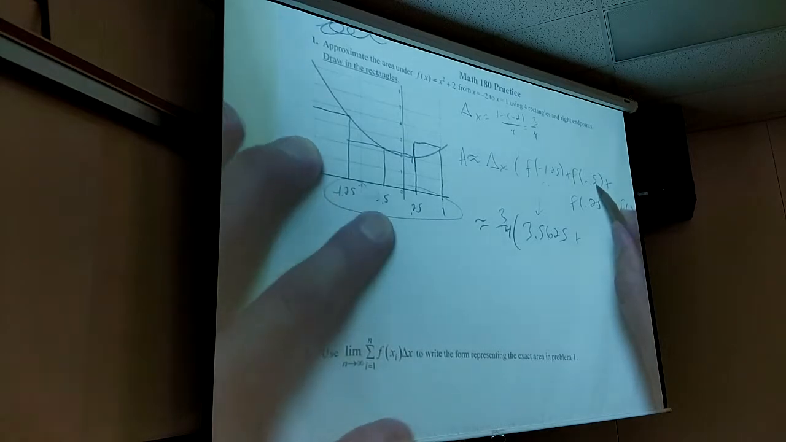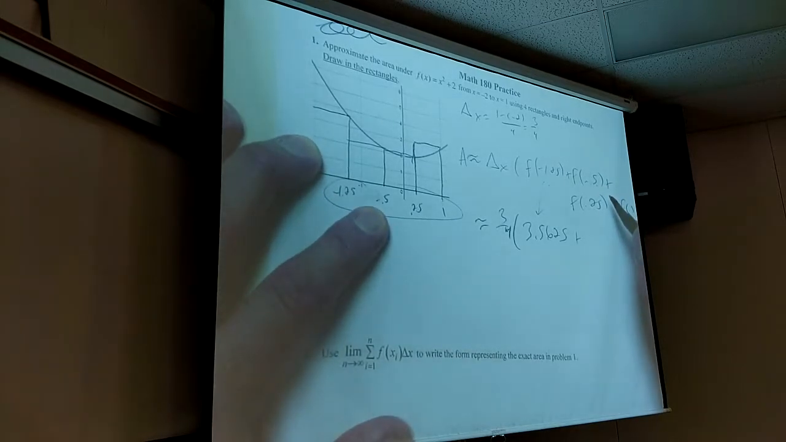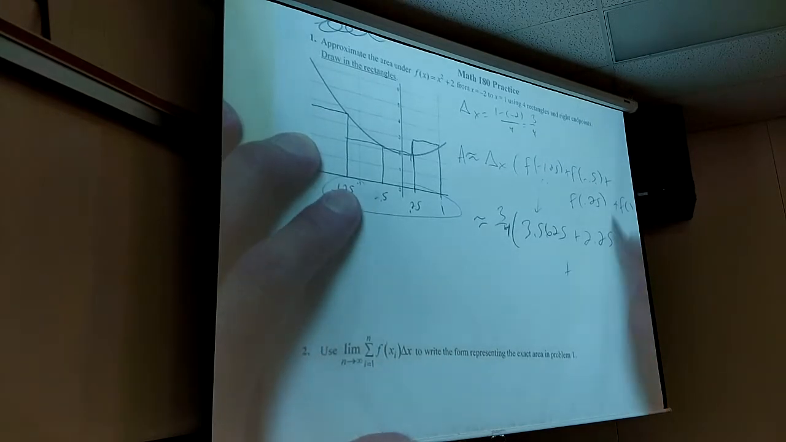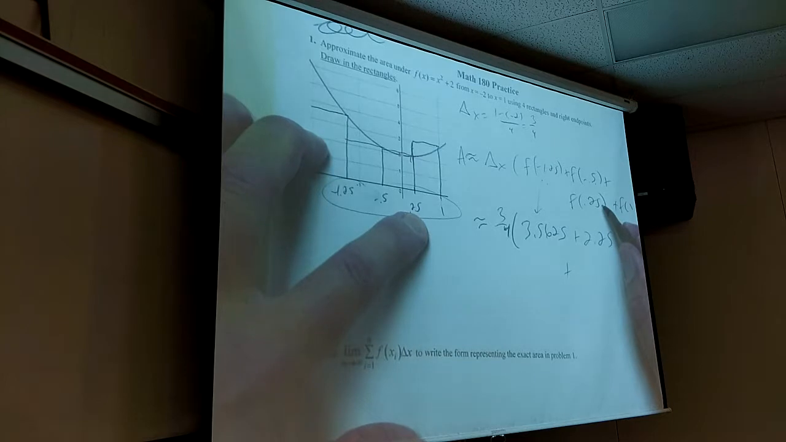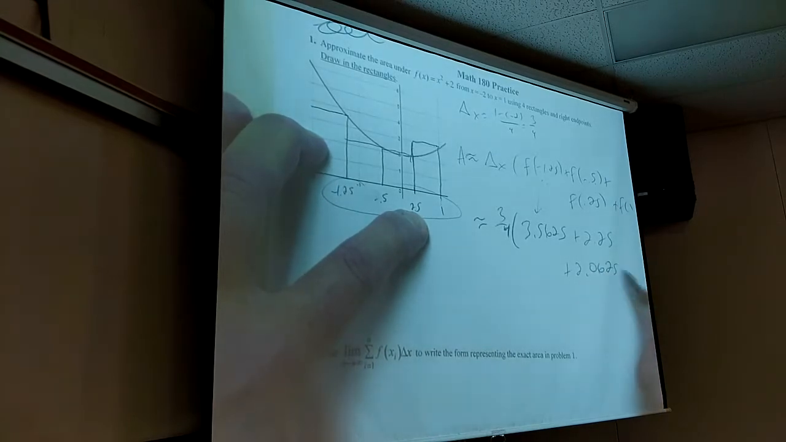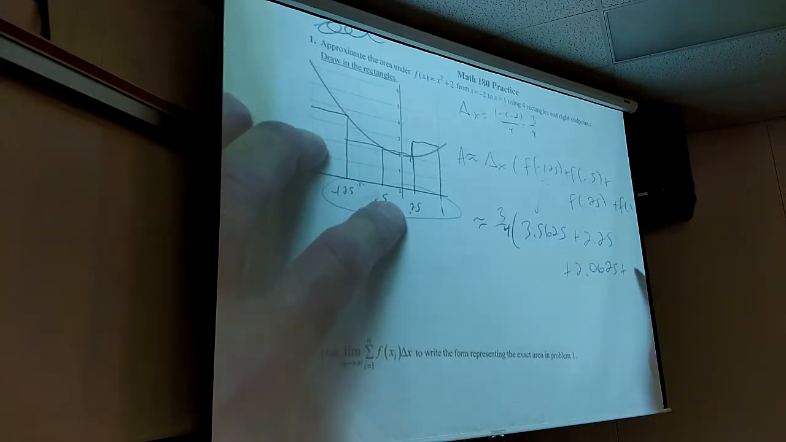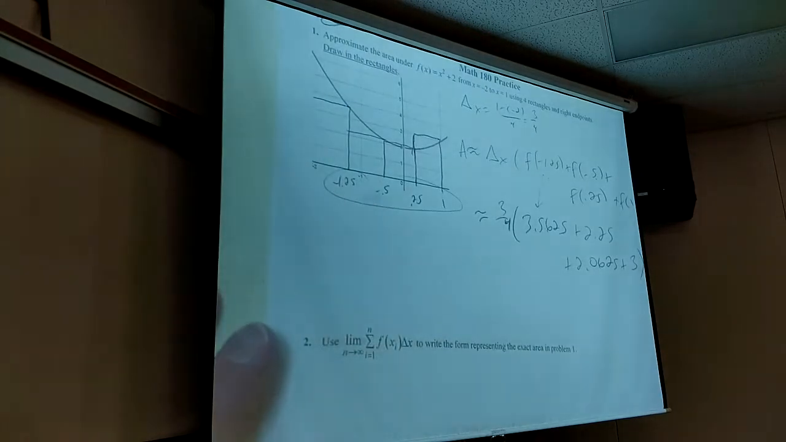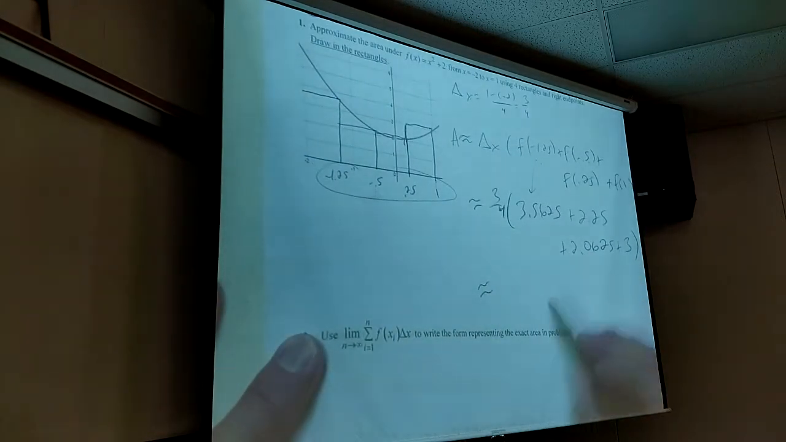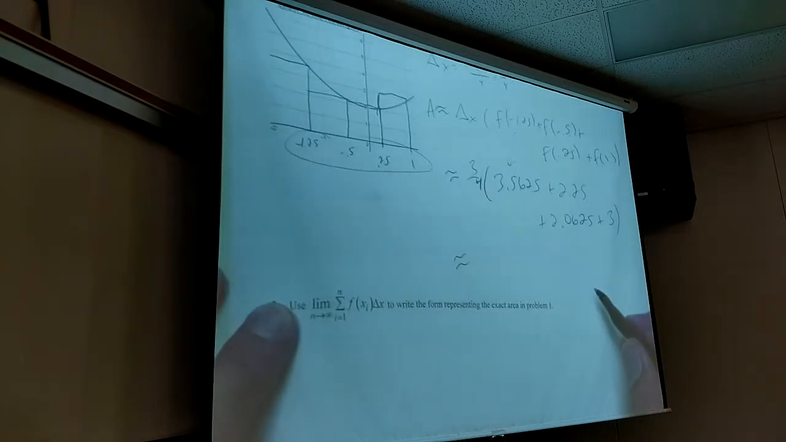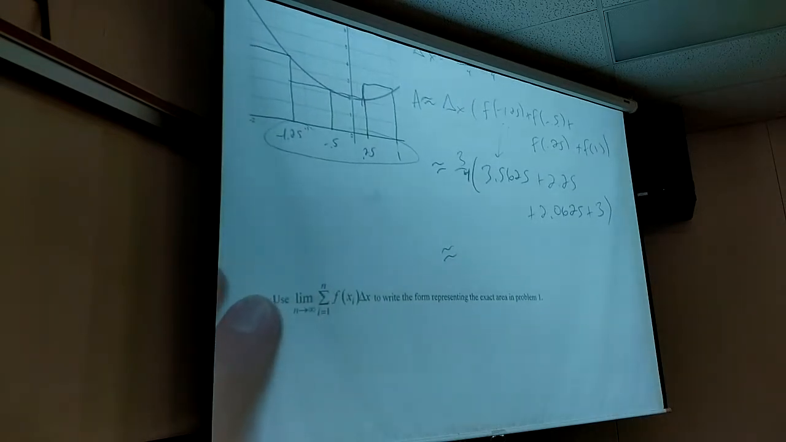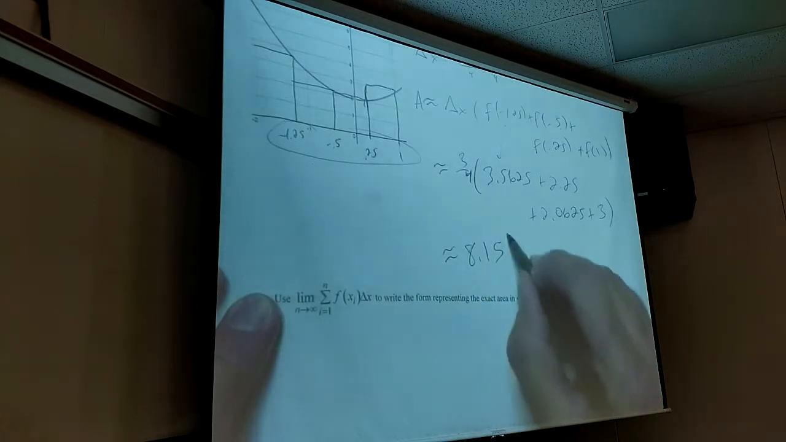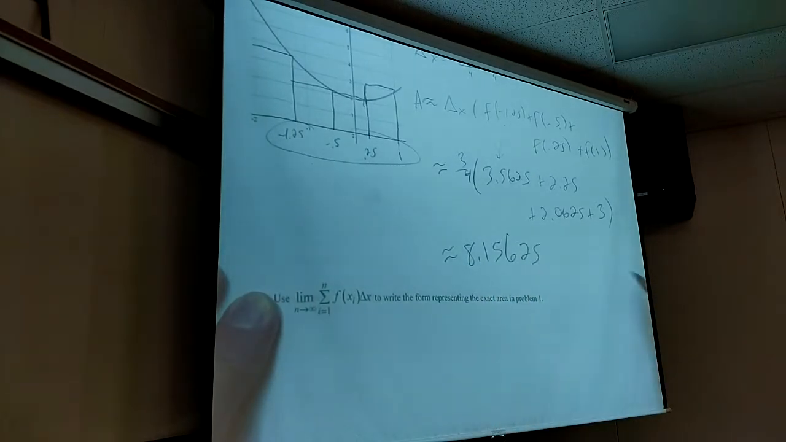Plus f of negative 1/2, which will just be 2 1/4, so 2.25, right? I think. Plus f of 1/4, which will be 2 1/16, which is like 2.06 something, maybe 2.0625. And then f of 1 is going to be nice. It's 3. Yay. And when you plug all that in your calculator, you get something. What do you guys get? 8.15625.